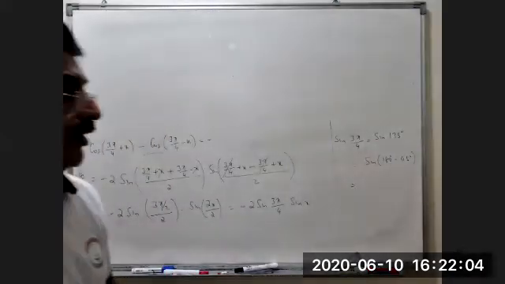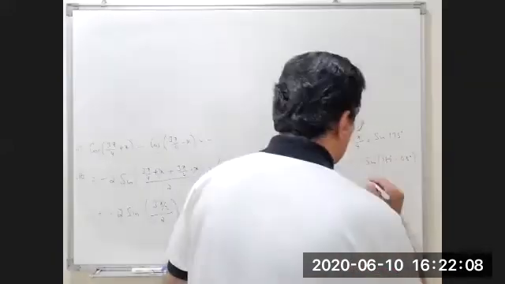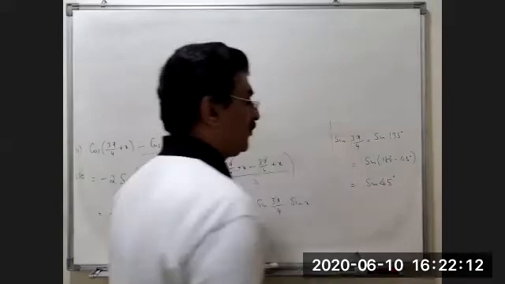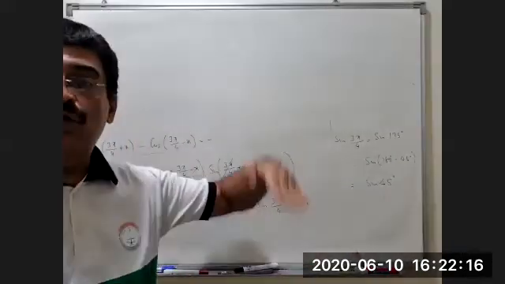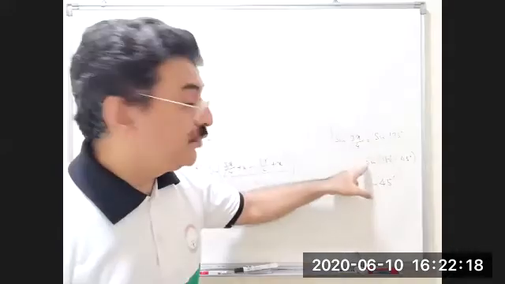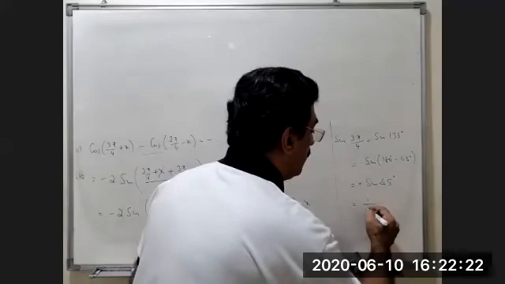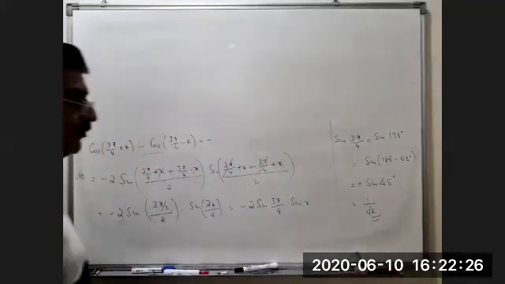180 minus 45. Now, sine 180: 180 is an even multiple, so the function remains the same. 180 minus means it is in quadrant 2. In quadrant 2, sine is positive, so plus. So sine 45 is 1 by root 2.